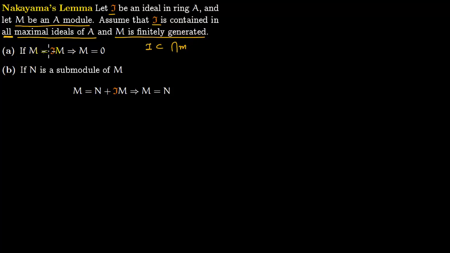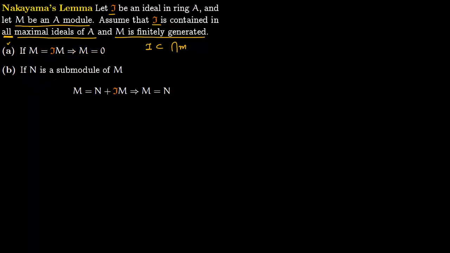Then if M is equal to I times M, this would imply that M is 0, and if N is a submodule of M and you have such a condition that M is equal to N plus IM, then this would imply M is equal to N. So let us prove A. We will prove it by contradiction. So we have to show M is 0.